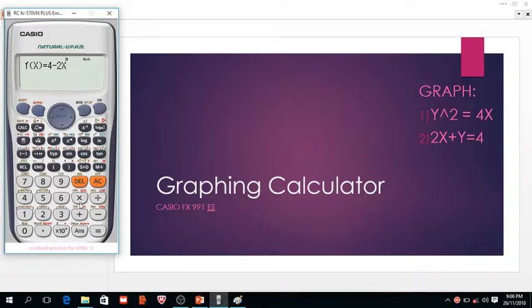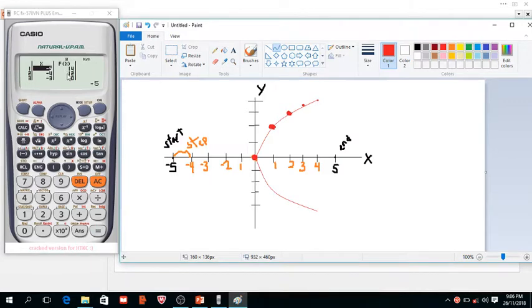Then we need to press equal. Then the start and the end point must be equal to the coordinates of the parabola, as we have drawn earlier. So this will be negative 5, 5, step 1. So these are the values. So again, we need to graph that. Then we observe that it is decreasing. So at 0 we have now 4.